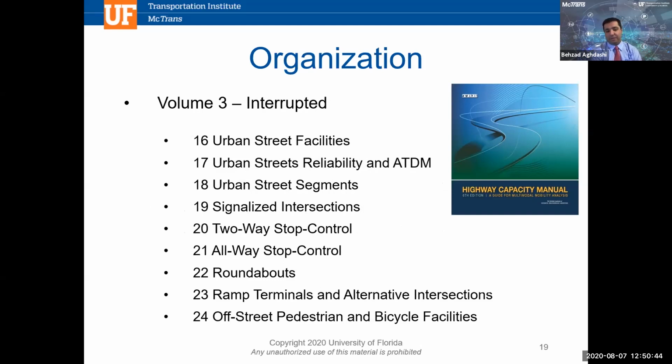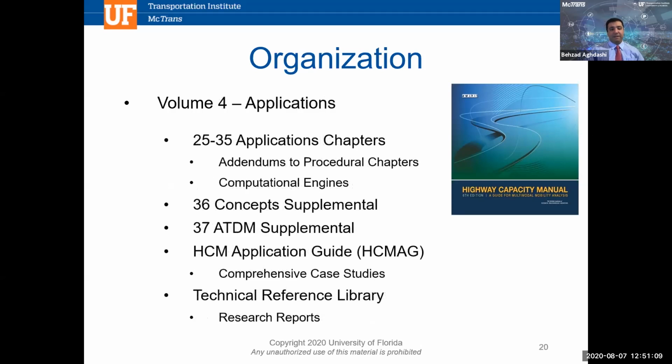Then we have different intersection methodologies in chapters 19, 20, 21, and 22 for signalized intersections, two-way and all-way stop control intersections, as well as roundabouts. Then we have methodologies for ramp terminals, interchanges, and alternative intersections like ARCAs, MUTs, etc. And then volume 4, which is online and free for everyone to access, basically has supplemental material to all the HCM content that we have in volumes 1, 2, and 3.